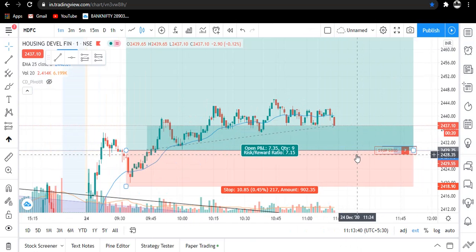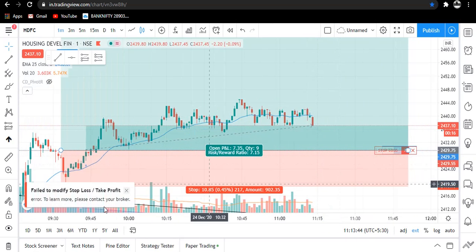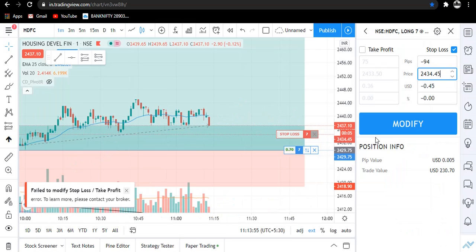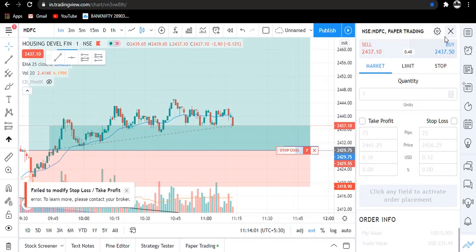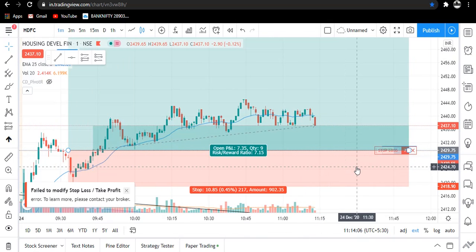Here you can see traders that I have trailed my stop loss, but it failed to modify. Let me try it again. No problem traders, so I'm dragging it and sending my order. Okay, so we have sent our order. Now we are waiting.